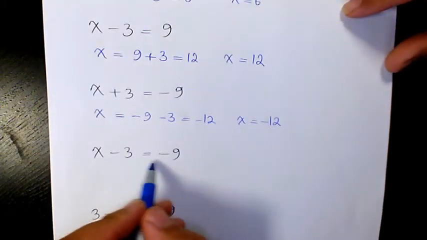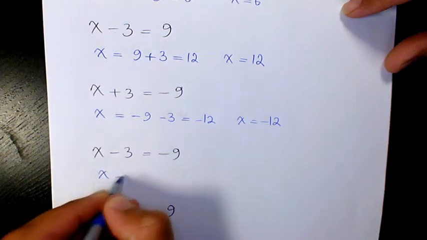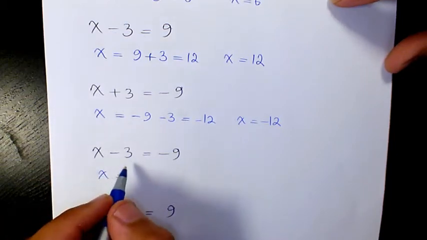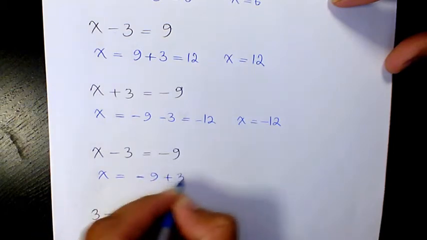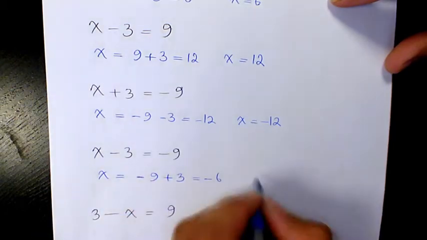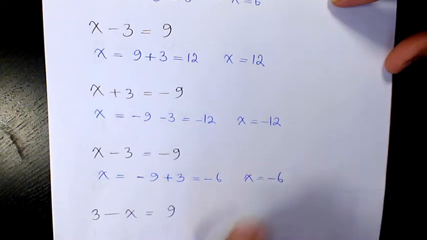x minus 3 equals negative 9. So again, I keep x on the left hand side and I move negative 3 to the right hand side of the equation. So it's going to be negative 9 plus 3. So that's going to be negative 6. So x equals negative 6.